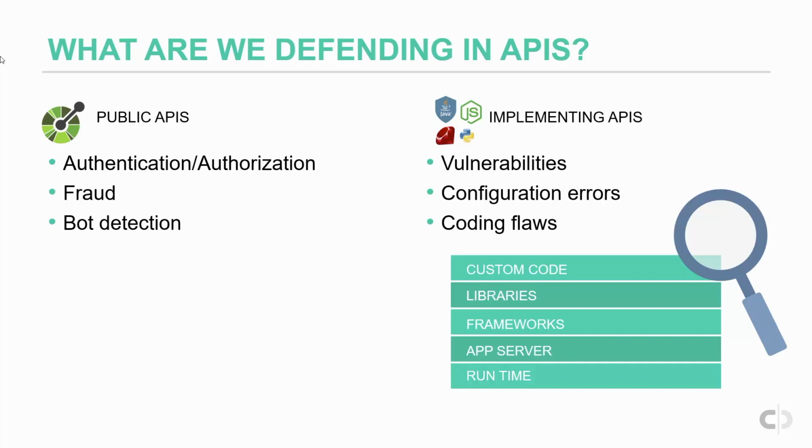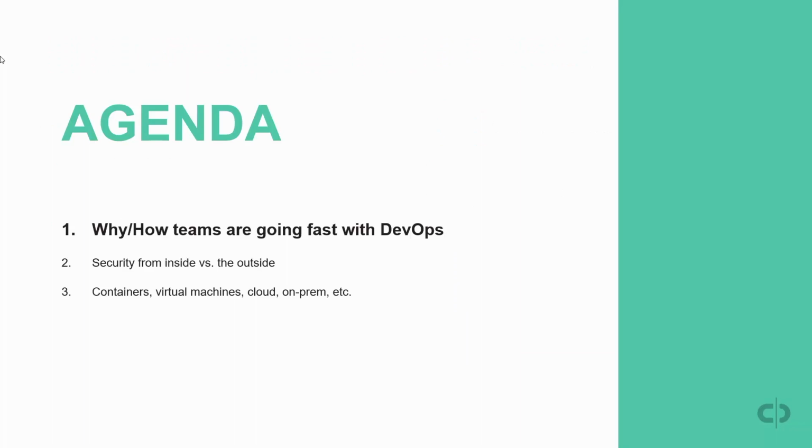We can misconfigure them, or we can just have a little coding flaw with the way that we actually implement the API. Because this is where we use things like the custom code that we wrote, all the supporting libraries for our frameworks, any application server that runs it, and that underlying runtime, be it Java, Node, .NET, Ruby, or anything else. And I want to spend the majority of this webinar talking about the security of these implementing APIs because this is the code that a lot of people are writing.